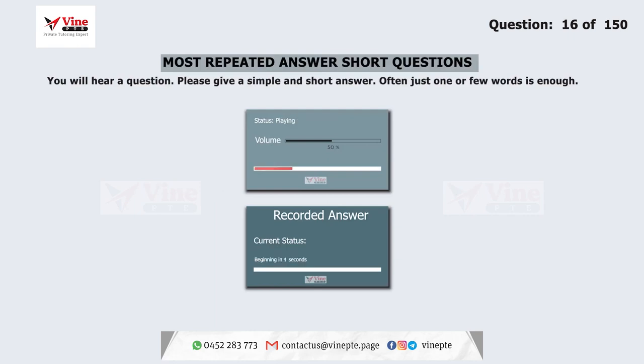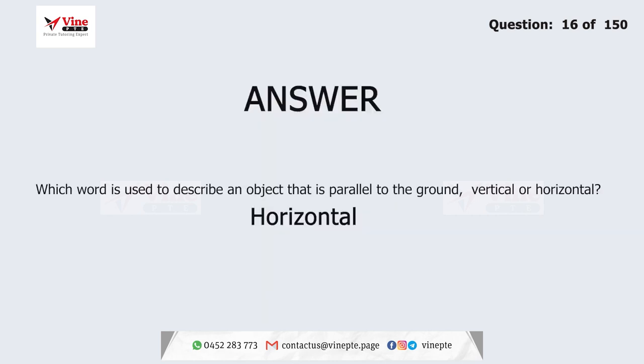Which word is used to describe an object that is parallel to the ground, vertical or horizontal? Horizontal.